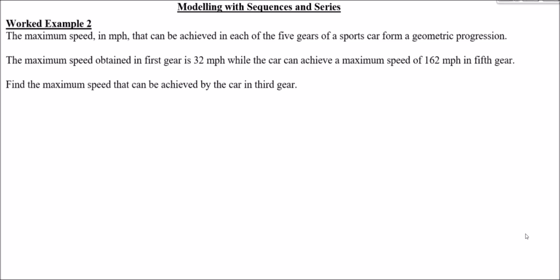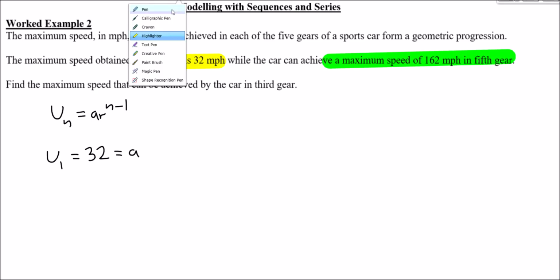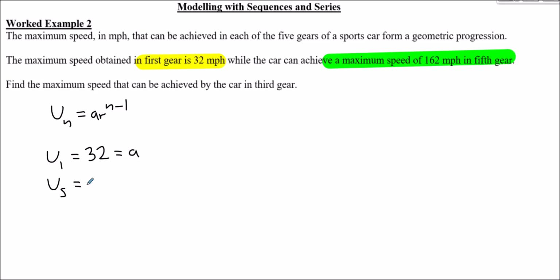So for this one here, we need to remember for a geometric progression, un equals ar to the n minus 1. So let's just fill in what we know. So for first gear, you can get to 32 miles per hour. So u1, which is 32 miles per hour. The first term's a, r to the 1 minus 1, ar to the 0, 32 is just 32. So in fact we don't need to say anything else about that. The first one's 32. And that's just going to be equal to a. Now, we're told here in fifth gear, it can go up to 162 miles per hour. So U5 equals 162.